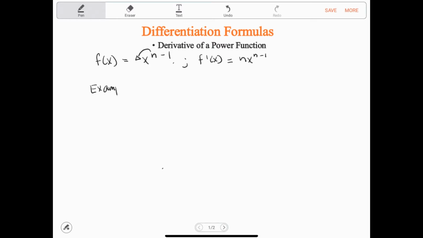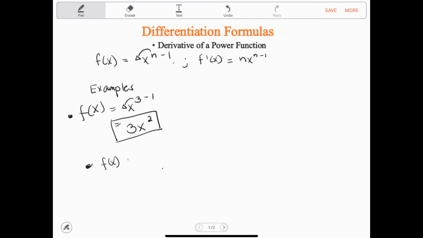For example, let's say f of x is equal to x raised to 3, or x cubed. First step is to transfer 3 before the x. So it's going to be 3x, subtract the exponent by 1, so it's going to be 3x squared.